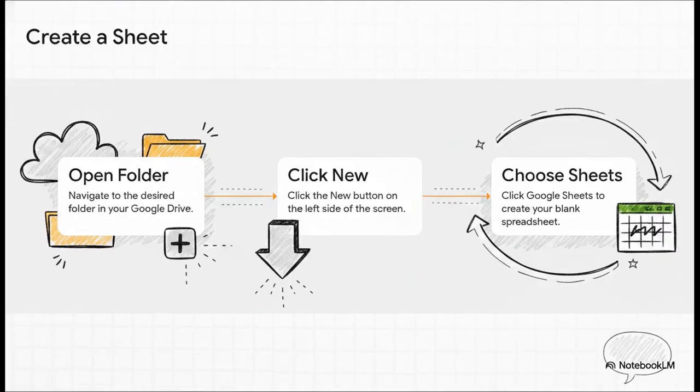And getting started is incredibly easy. You don't need to install any heavy software or buy an expensive license. All you need is a free Google account. To create your very first spreadsheet, you just open your Google Drive folder, hit that New button, and click Google Sheets. That's it. 3 simple clicks and you're ready to start building.